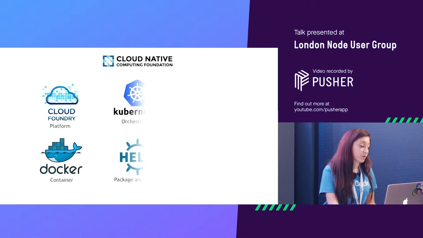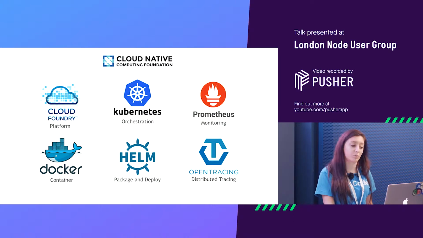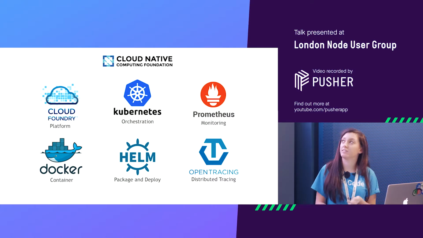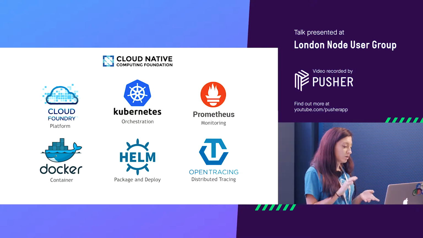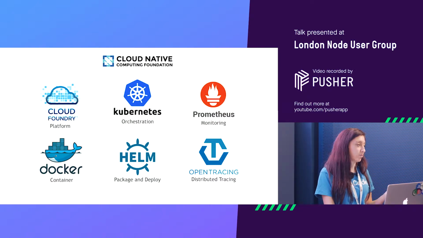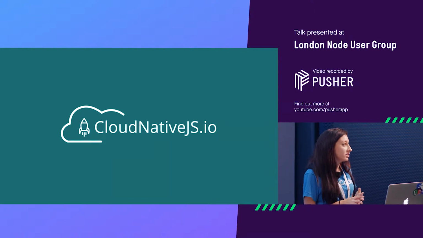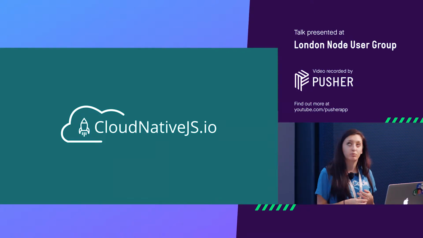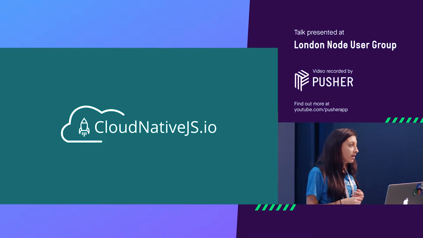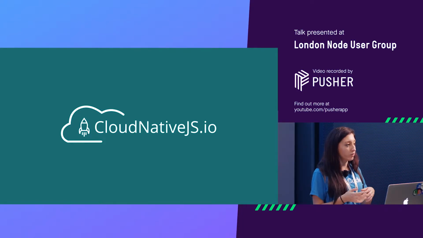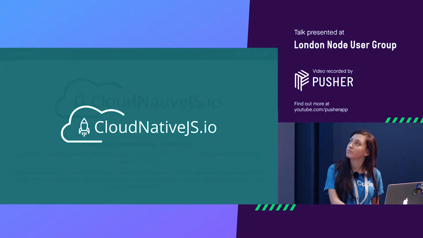The Cloud Native Computing Foundation have a set of projects which they believe all link to creating cloud native apps. You have Cloud Foundry, Kubernetes for managing your Docker containers, Prometheus and OpenTracing for monitoring and tracing, and Helm and Docker. What we've done at IBM, we started this initiative, but it's completely open source, is we've announced a project called Cloud Native JS. The idea is that it provides you a set of resources where you can go if you're a Node developer, and you can pull them in and start writing cloud-native apps.